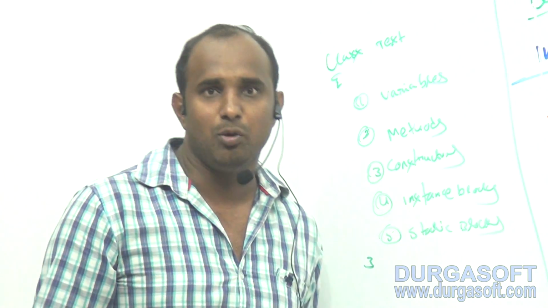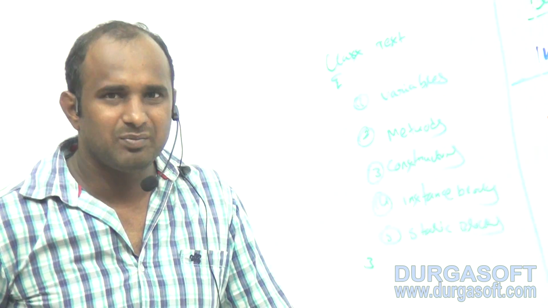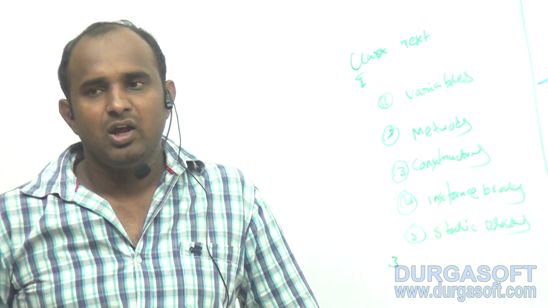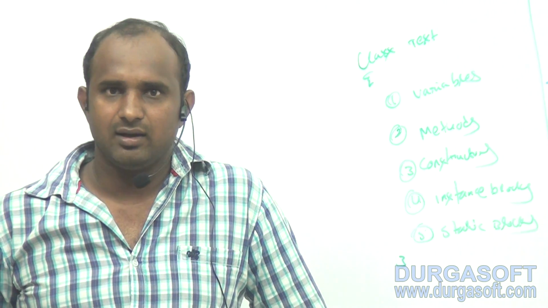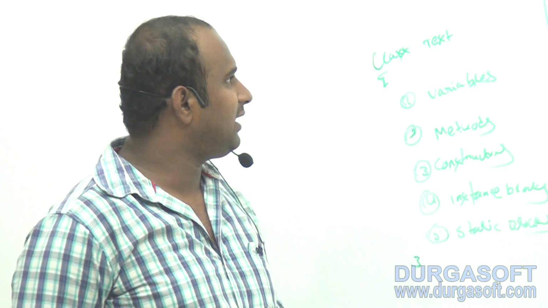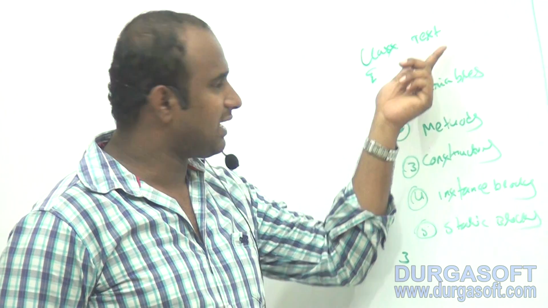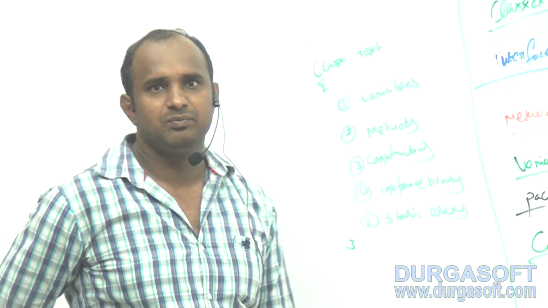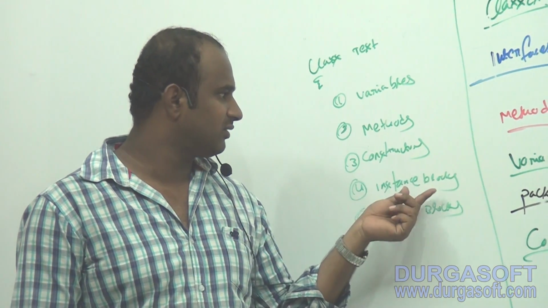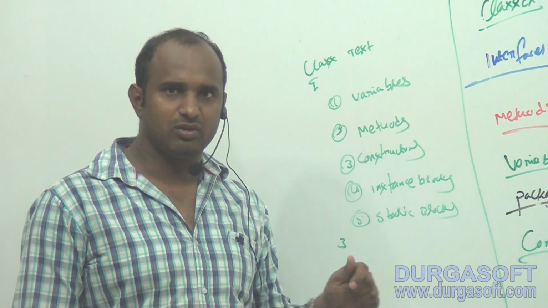What is the variable? How many types of variables? What are the methods? How many types of methods? What are the constructors? How many types of constructors? We will discuss each and every element in detail. So generally in this video I am just highlighting that Java is class based. The class contains how many total elements? So tell me what are the 5 elements here? Variables, methods, constructors, instance blocks and static blocks.